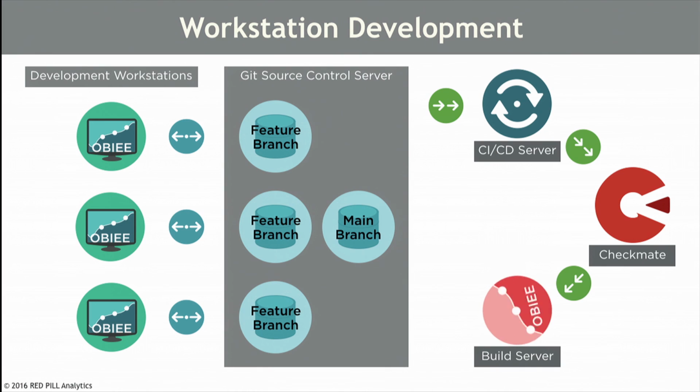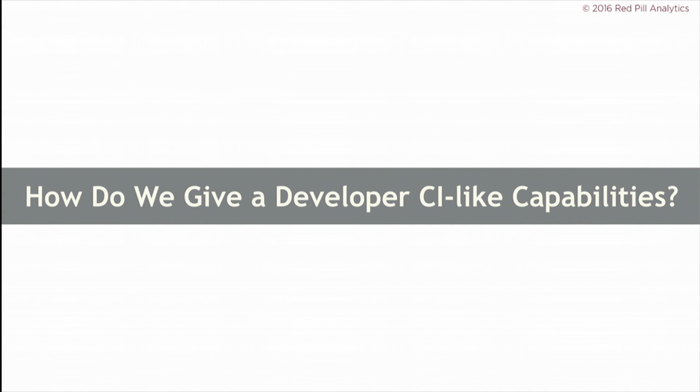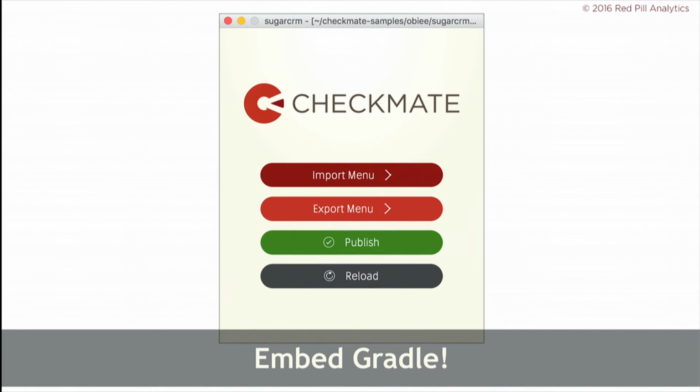So how do we give a developer CI-like capabilities? You guys use IDEs where you can just call Gradle, right? And then call your regression tests. There's no IDE for this. There's a bunch of proprietary development tools, most of them web-based, okay? So how do we do it? We built the Griffin app, okay? Using the Gradle tooling API.